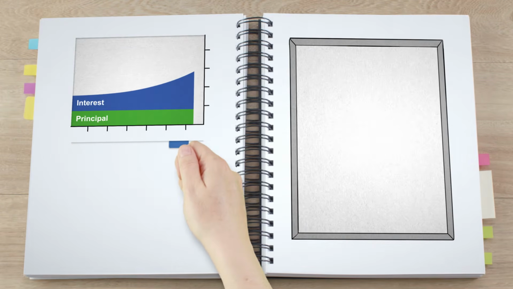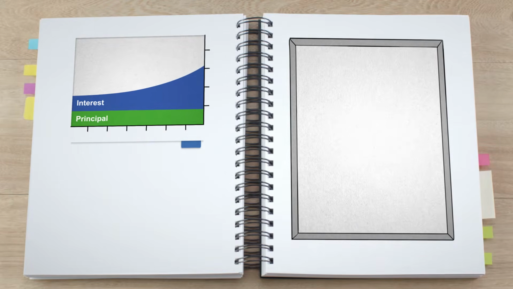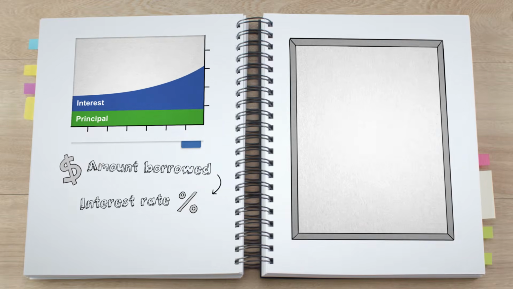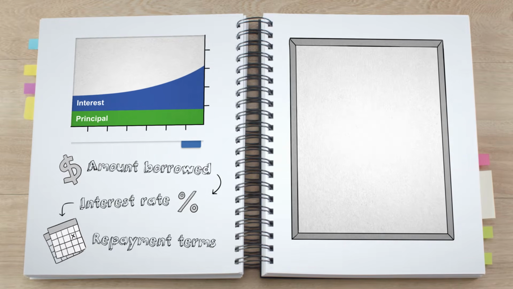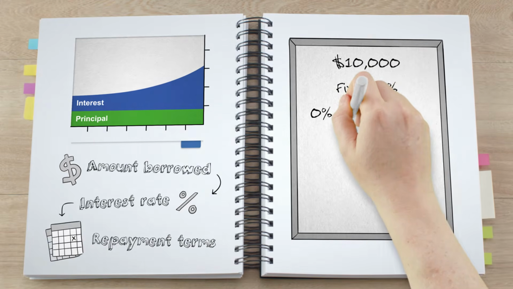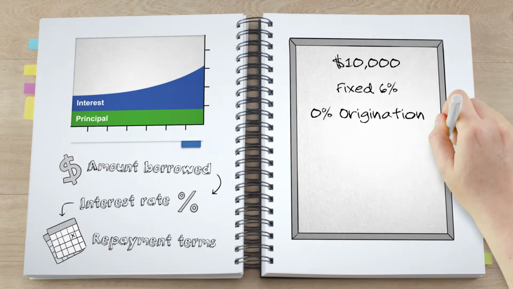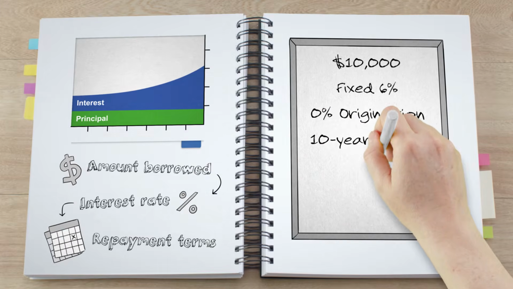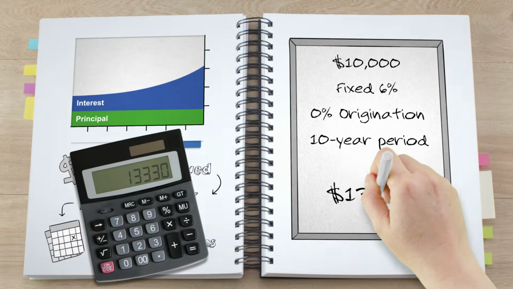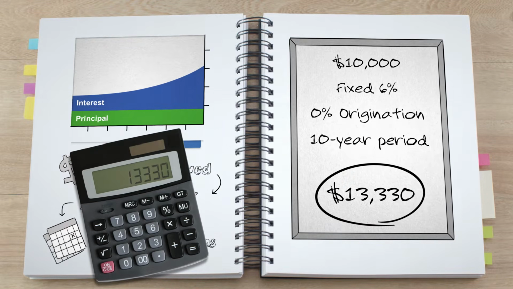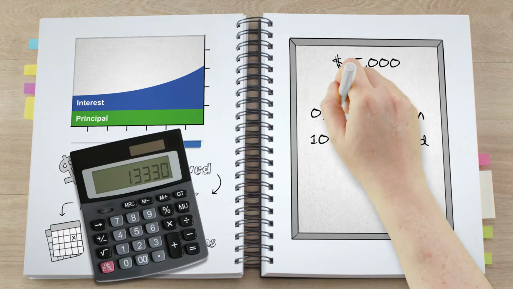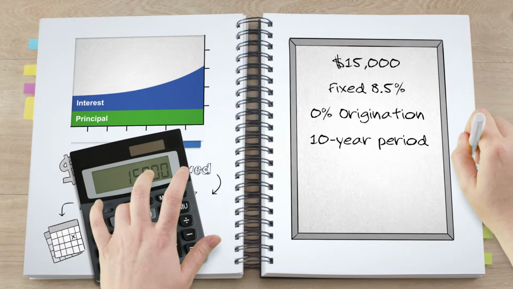But the total amount that will need to be paid back depends on several factors, including the amount you borrow, the interest rate, and the repayment terms. For example, if you borrow $10,000 at a fixed 6% interest rate, a 0% origination fee, and pay the loan off with regular monthly payments over a 10-year period, you will end up paying approximately a total of $13,330 by the end of the loan. And the more you borrow, and the higher the interest rate, the more you will pay back in total over the life of the loan.